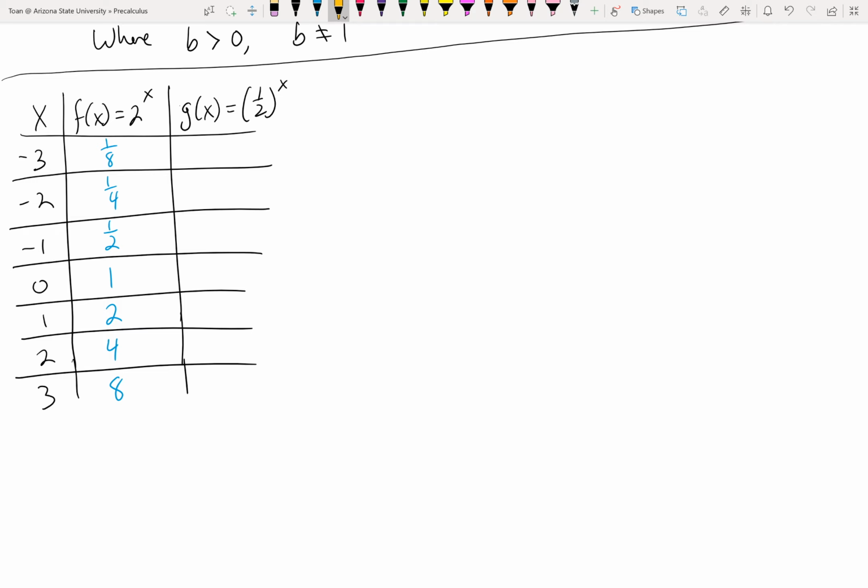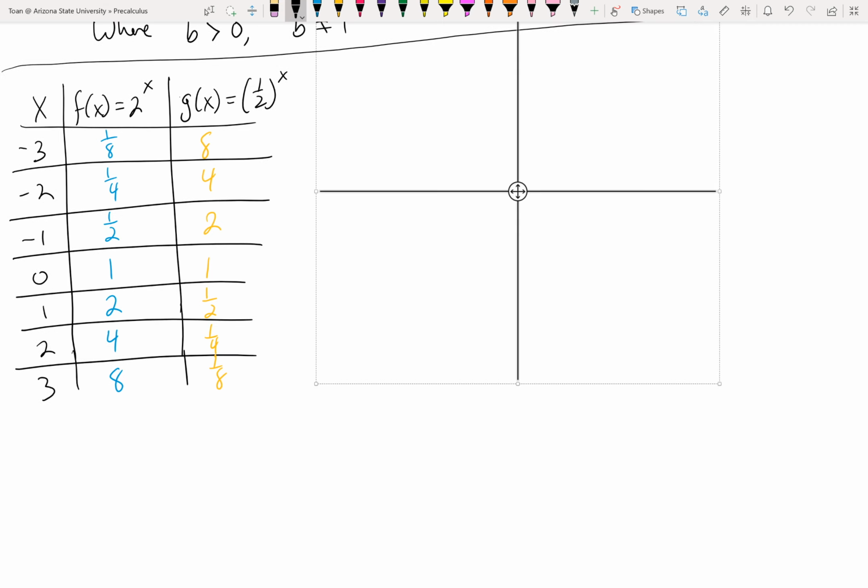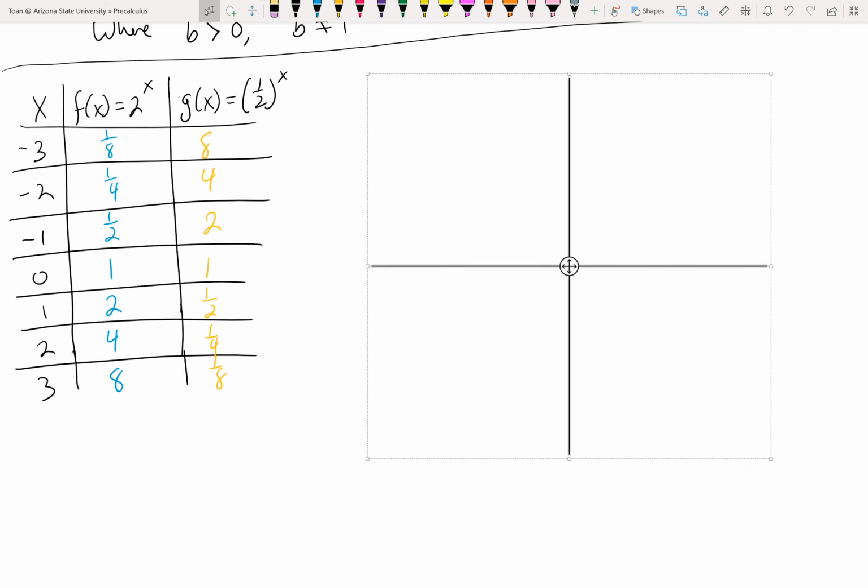If we do the same thing for the g function, take this negative 3 and plug it into this x here, that's going to give me an 8. Plugging in a negative 2 gives me a 4. 2 when I plug in a negative 1. 1 when I plug in a 0. Then 1/2, 1/4, and lastly 1/8. So a very clear pattern has already been established, but let's go ahead and plot it anyway to see what it looks like.